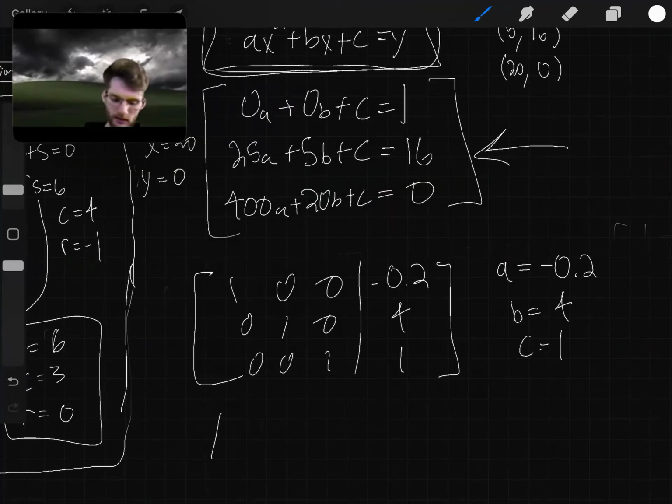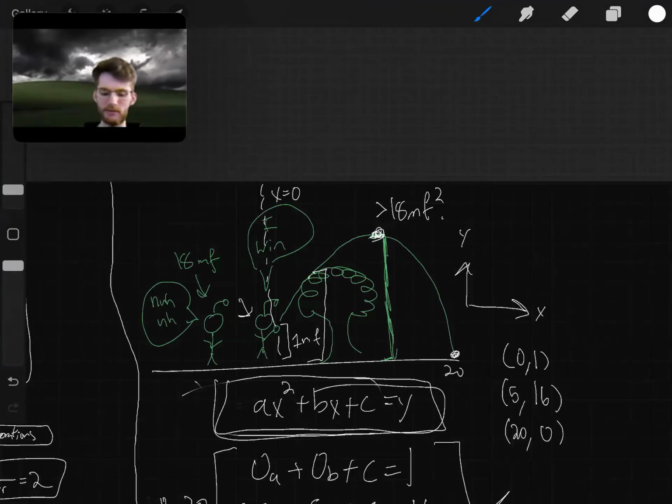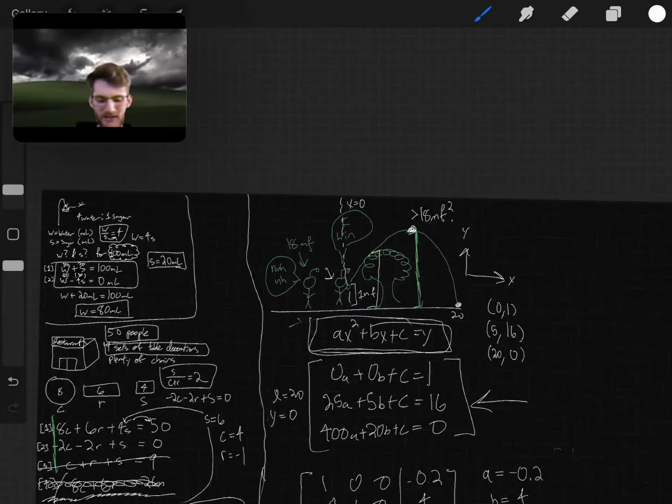So now we have our defined parabola, negative 0.2x squared plus 4x plus 1. And that is the shape of the parabola. Now we are in the not linear algebra side of things. Let me complete the square.